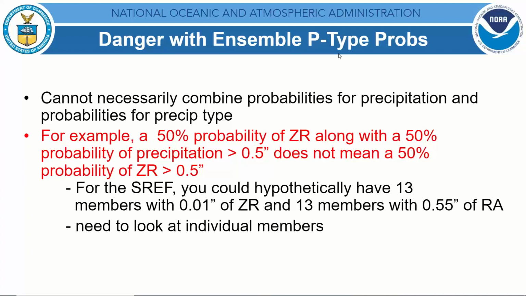So, for the HREF, you could have 13 members with 1/100th of an inch of freezing rain and 13 members with a half inch of rain. So what we do is you can compute a probability, but it's going to be a little bit misleading. So you really need to look at the individual members, what we call the postage stamps, to kind of determine what's the most dominant probability of precipitation type. Hope that's not too confusing.